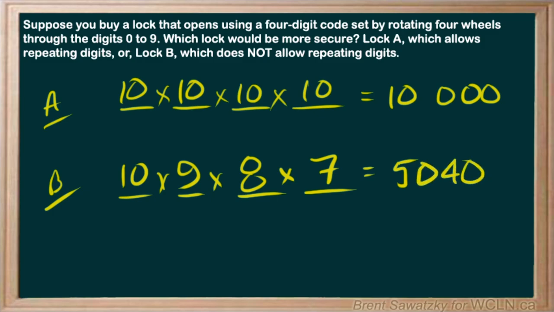Okay, so we take a look at that, and from a probability point of view, we would like more options. We'd like more alternatives. It makes it more difficult to guess what the right code would be. And so we can see that lock A has almost double the number of options, so certainly more secure with lock A.